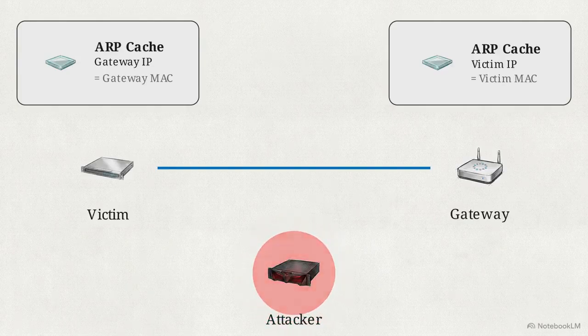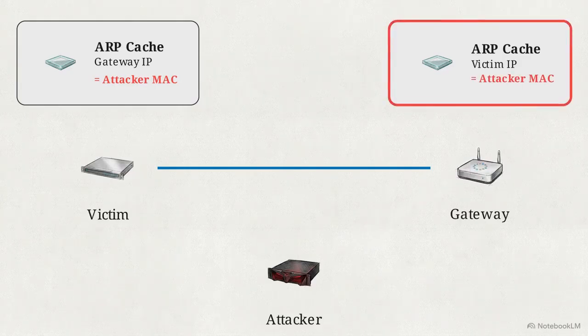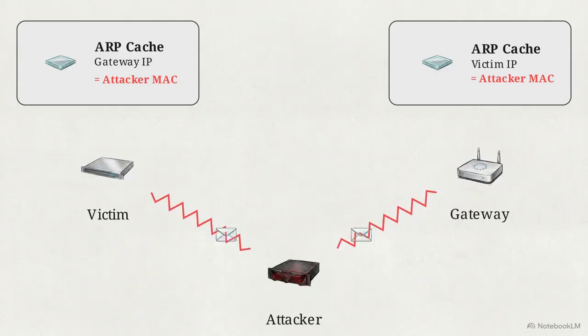This topology diagram demonstrates how an attacker exploits this trust to execute a man-in-the-middle or ARP poisoning attack. The attacker silently injects forged ARP replies to targets on the local network. The attacker poisons two caches simultaneously. They tell the victim host that the gateway's IP belongs to the attacker's MAC address. Then they tell the gateway that the victim's IP also belongs to the attacker's MAC. All traffic between the two nodes now physically routes through the attacker's machine.